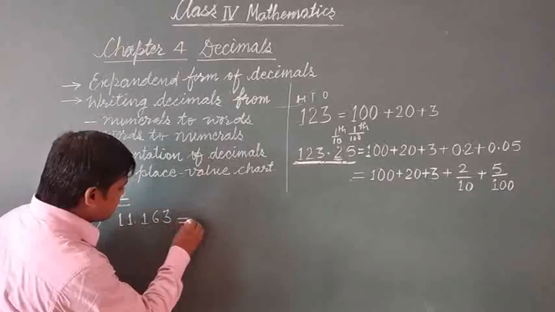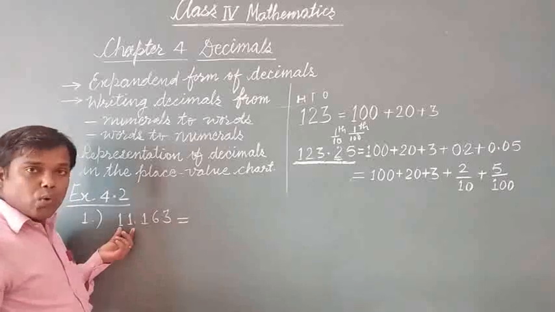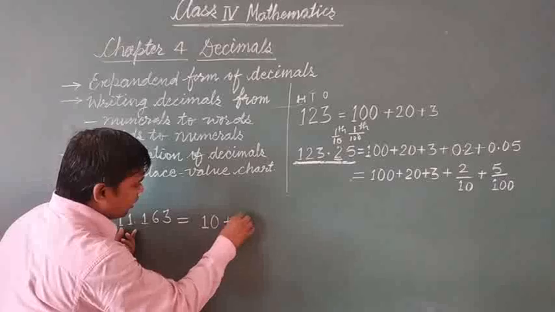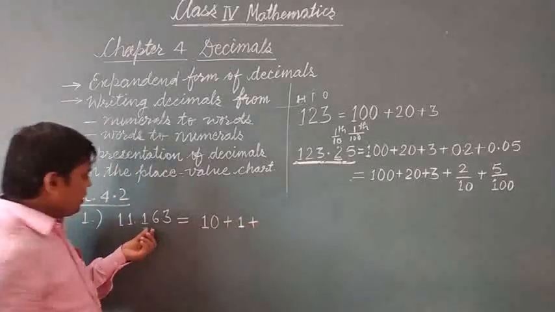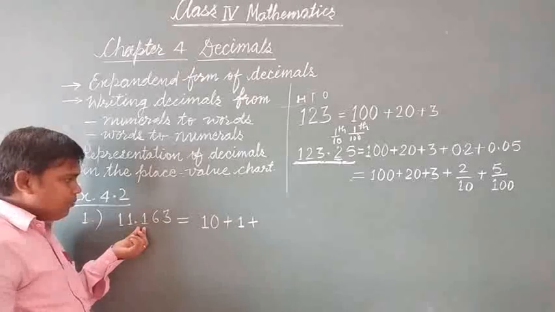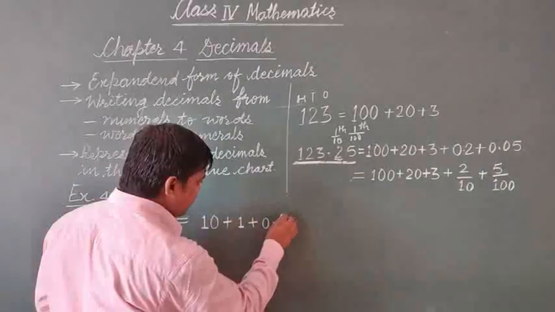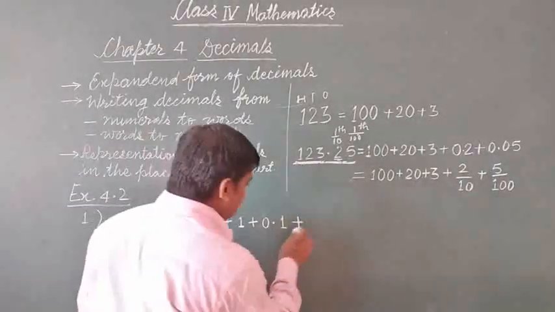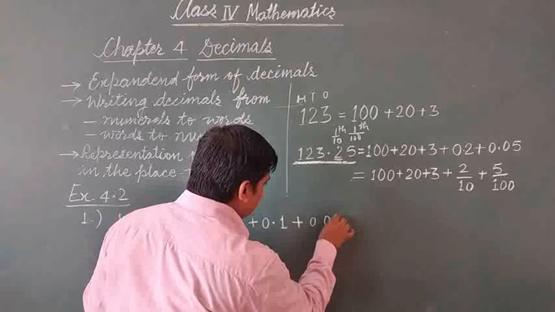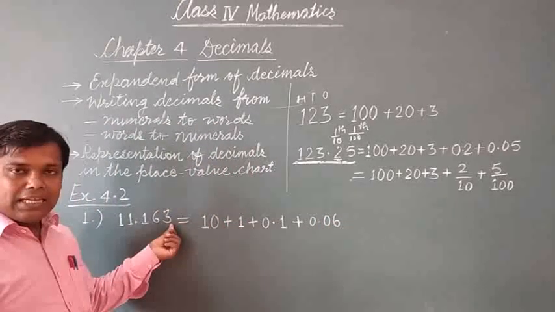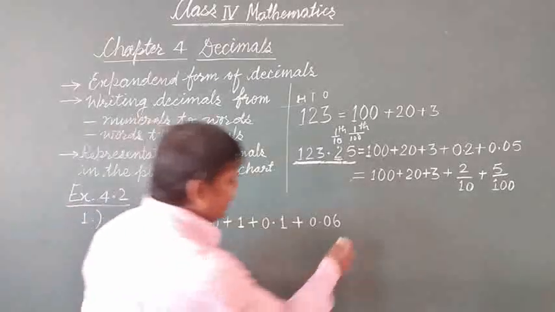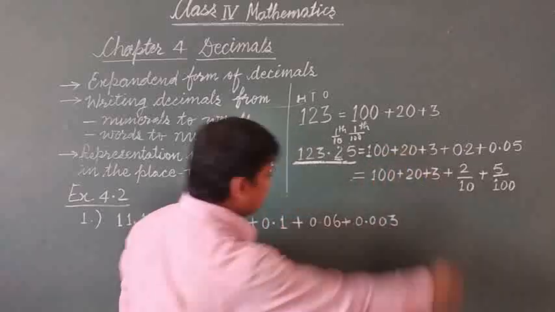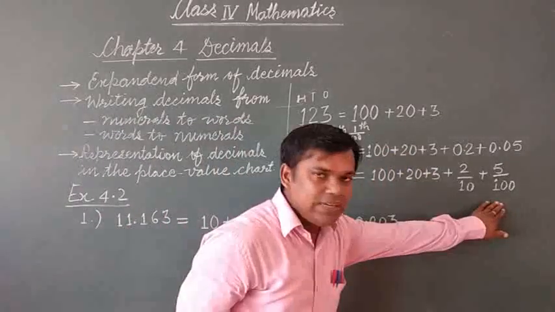So first you write the expanded form of the integral part, that is the whole part. So you will write 10 plus 1 plus this one. After the decimal it is 1, so you can write for this 0.1 plus. The next is at the hundredths place, so you can write 0.06. And the last is at the thousandths place, so you will write plus 0.003. Or in this way you can write it like this.